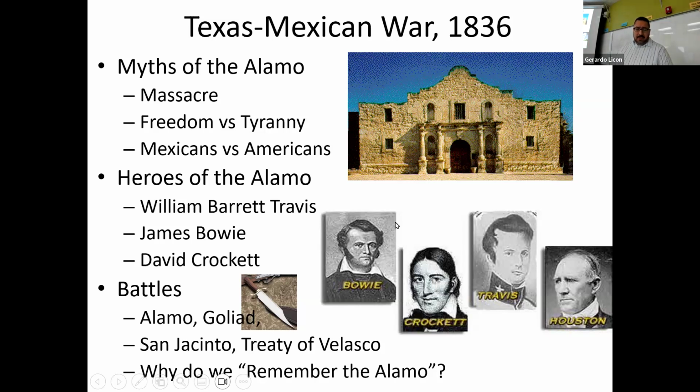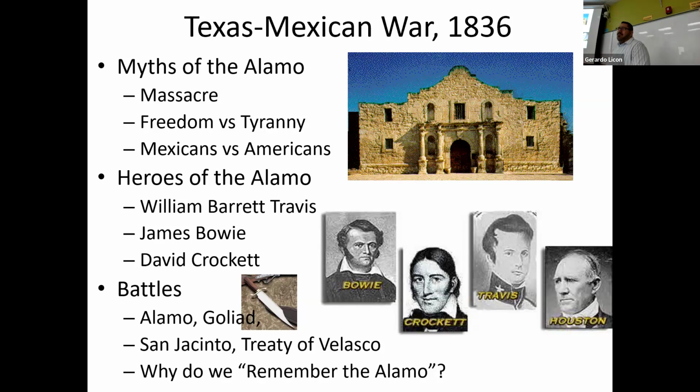During the battle at the Alamo, there were Mexican soldier accounts that said they found Bowie hiding in a room, maybe even hiding under the bed, kind of portraying him as a coward.